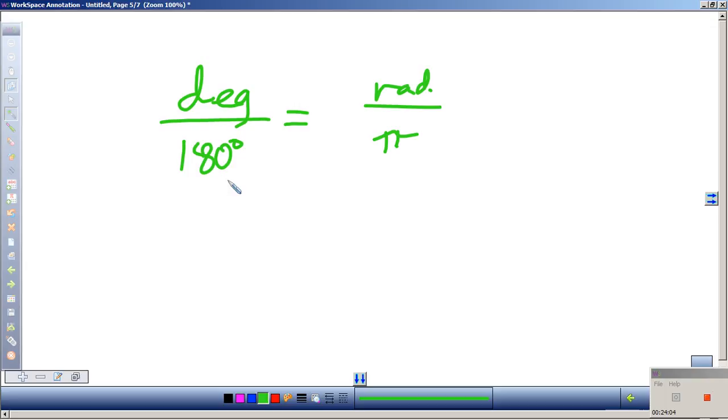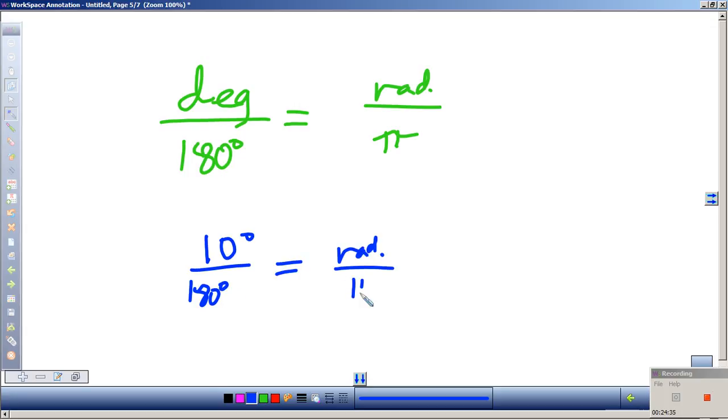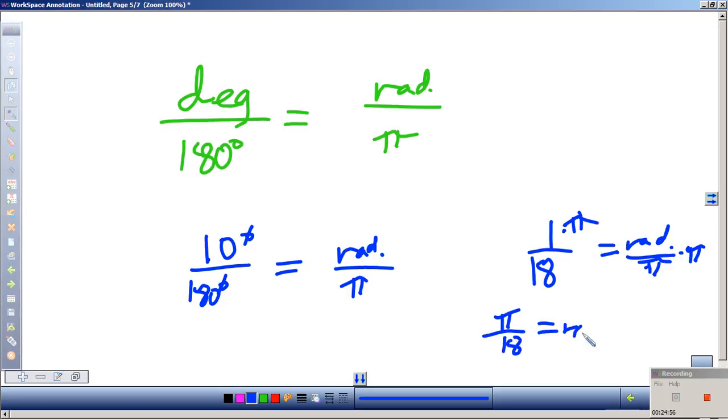So if you have 10 degrees, how many radians is it going to be? You do 10 over 180 degrees equals radians over pi. Your degrees are going to cancel. 10 over 180 simplifies to what? So 1 over 18 equals radians over pi. Multiply over pi, so we get pi over 18. So 10 degrees is pi over 18, or 1/18 of pi.